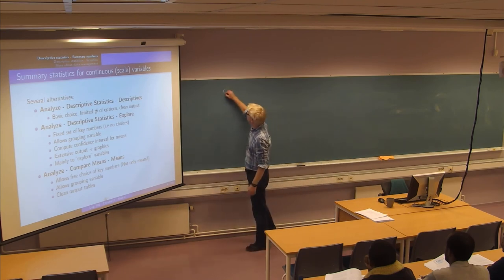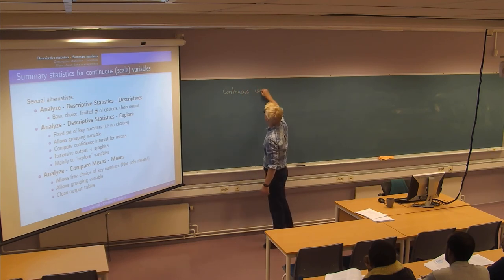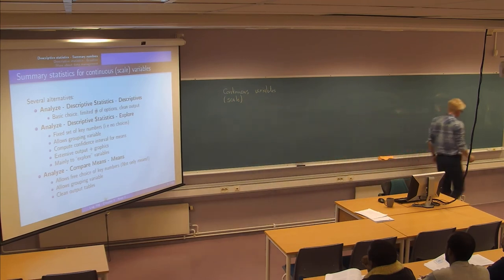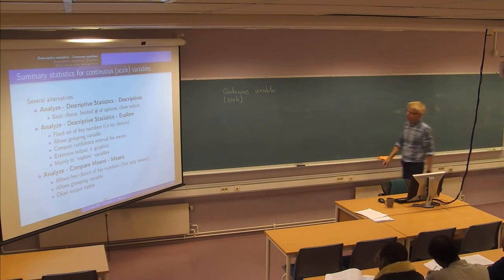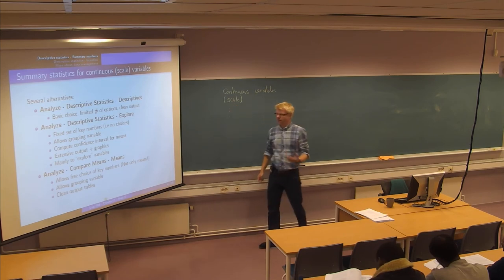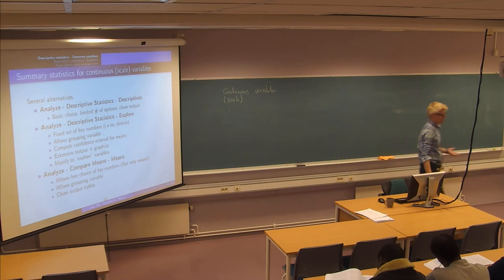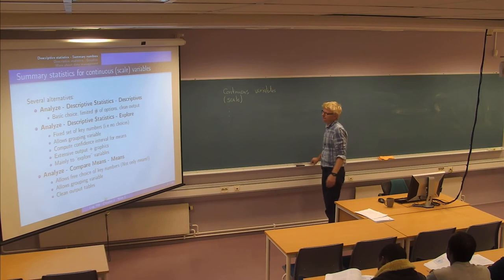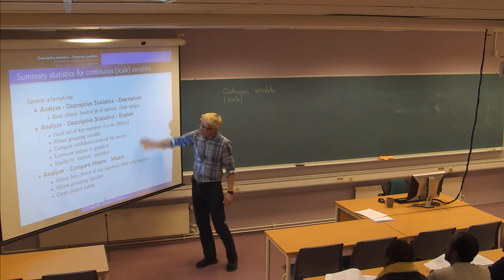So we start a little bit looking at continuous variables, which you remember maybe in SPSS was labeled scale variables. And then of course the basic key figures, if you have data for a continuous variable, would be things like the mean, standard deviation, the median, maybe the quartiles, the minimum and the maximum and the range and so on. So there are at least three basic choices that you have to do this.